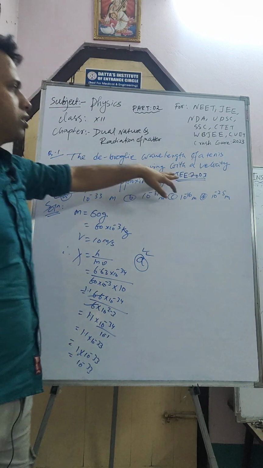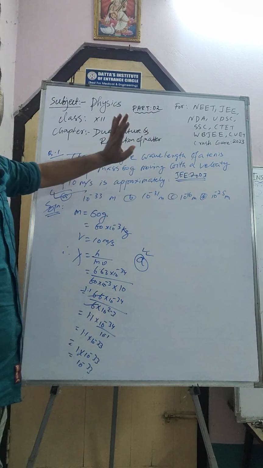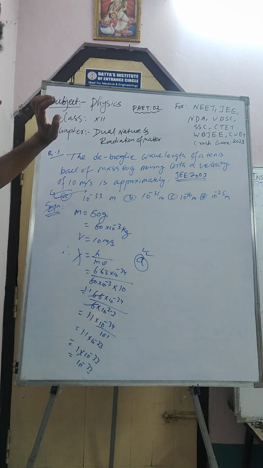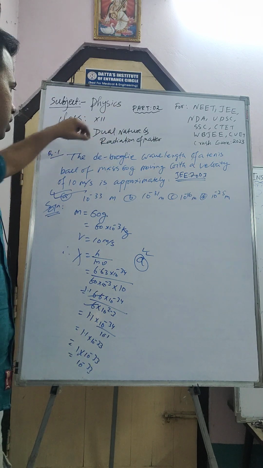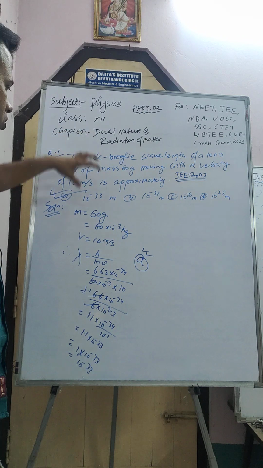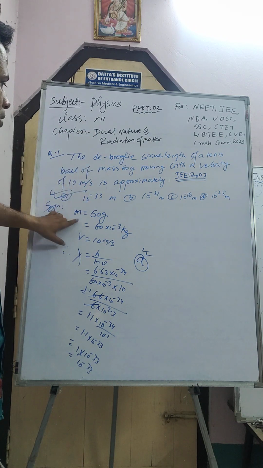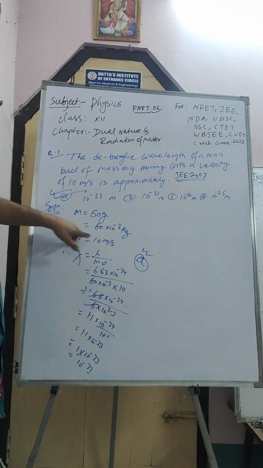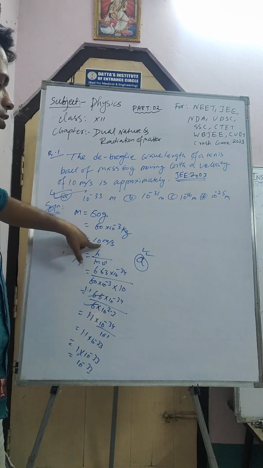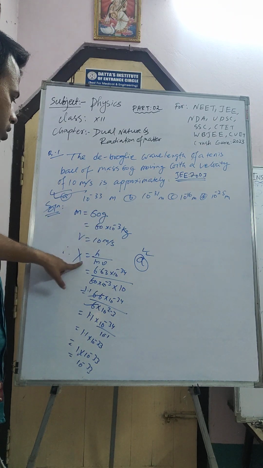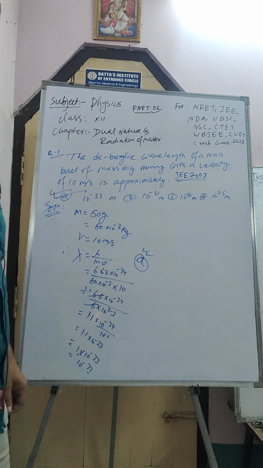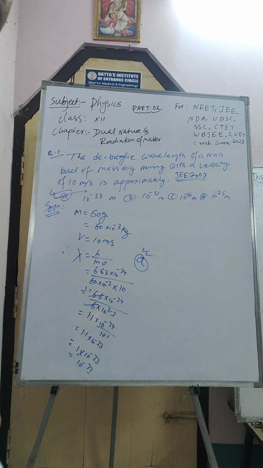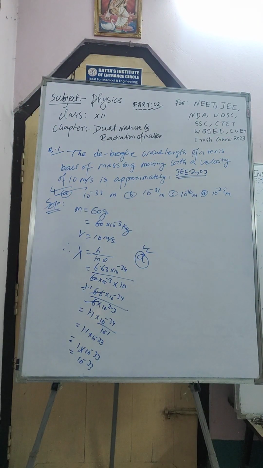This question came in JEE 2003. They asked to find out the value of lambda. They gave the mass of the tennis ball as 60 gram, which I converted into kg, and the velocity of the tennis ball is 10 meter per second. So I find out the wavelength of the tennis ball. Okay, so let's try the next question. So move on to the next question.